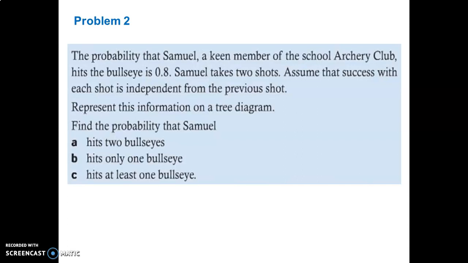In real life, maybe that would be different. If you get a bullseye on your first shot, you might be more likely to get a bullseye on the second because your confidence has been built up. Or likewise, if you miss on the first shot, maybe your confidence has gone down a little bit and you're more likely to miss on the second shot. But in this case, we're keeping it simple. He has a consistent probability of 0.8 of making the bullseye. So what you need to do is draw a tree diagram and then calculate these three probabilities.